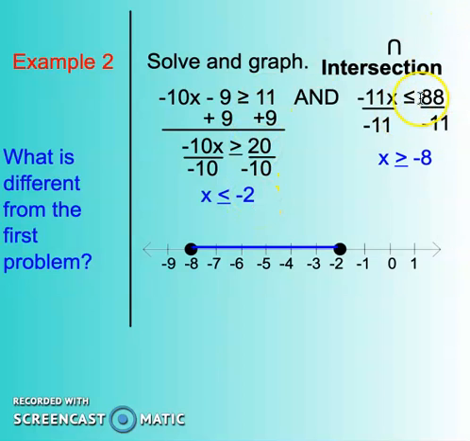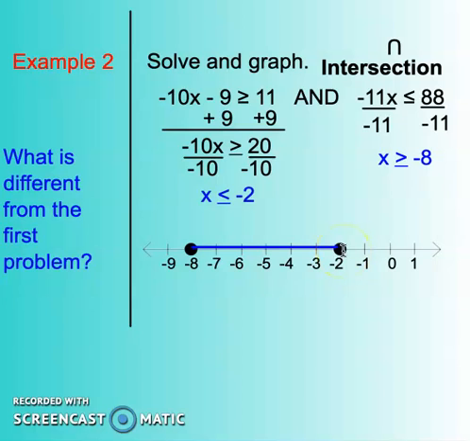Now if you look over on this side, the opposite of multiplying by negative 11 is division. So we divide. And the symbol also flipped on this one. Now both of them have a line underneath, so they both are "or equal to." That means we have closed dots on both of them. So if I start off with a negative 2 and put a closed dot on it, and it says less than, I have to go to the left. Now this one is actually greater than, so I have to go to the right. So I put a dot on -8 and go to the right.